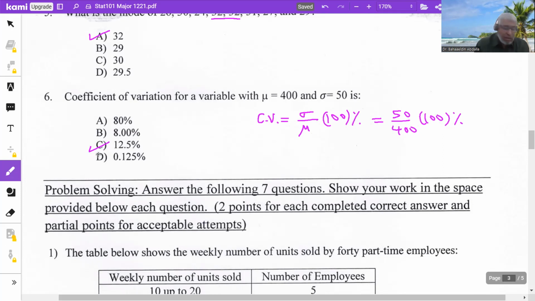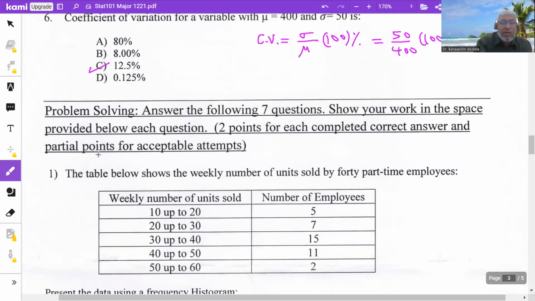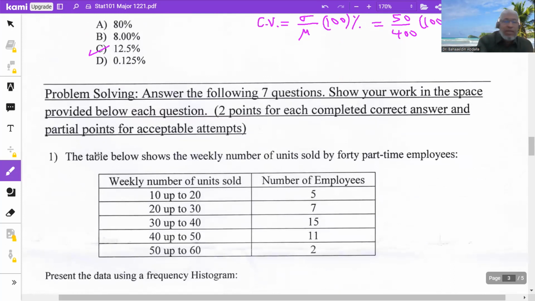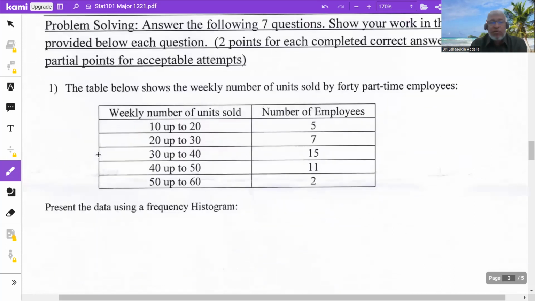12.5%. Now, the second type of questions in the exam: answer the following 7 questions. The first one: the table below shows the weekly number of units sold by 40 part-time employees. So if you add these numbers, the total should be 40.